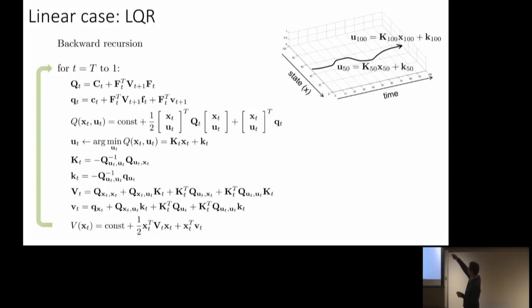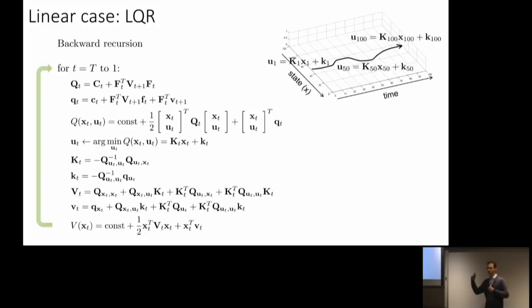So maybe you have 100 time steps. At the end, you compute u100 is equal to this thing. All the way back, u50 is equal to this thing. And eventually, you work your way all the way back to the beginning. And at the very first time step, you express your first action u1 as K1 times x1 plus little k1.